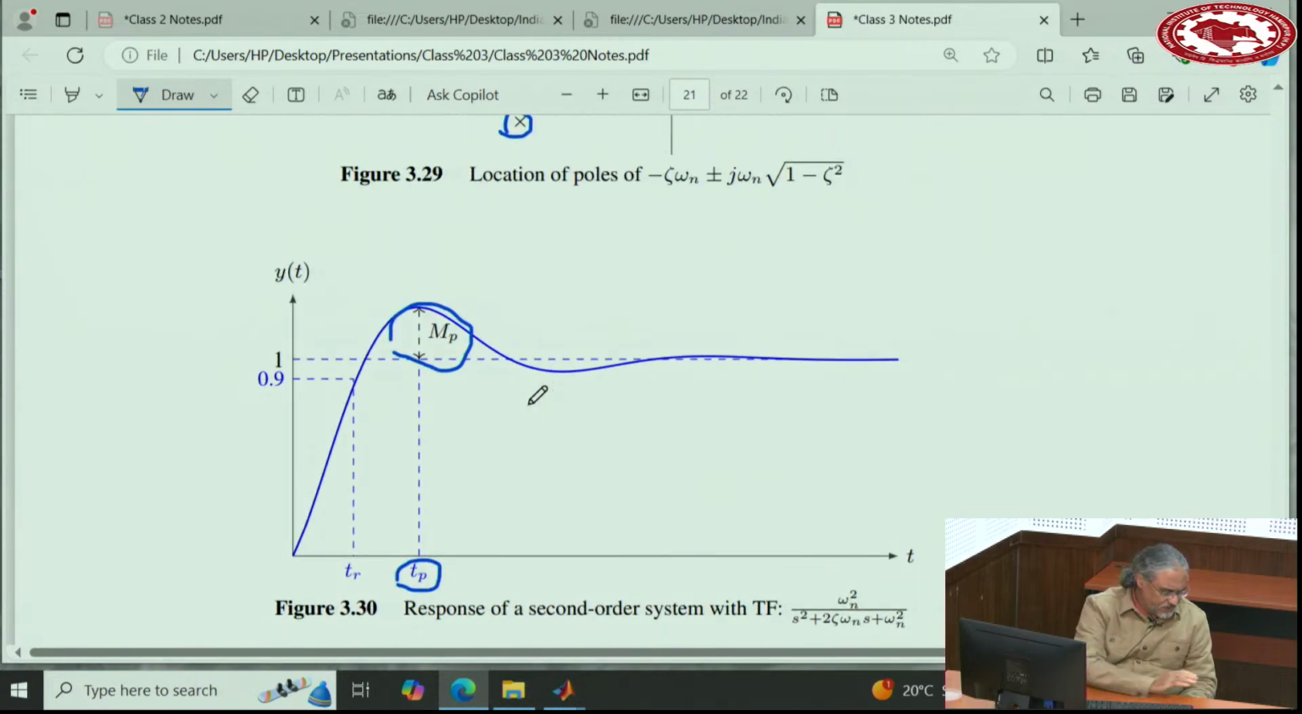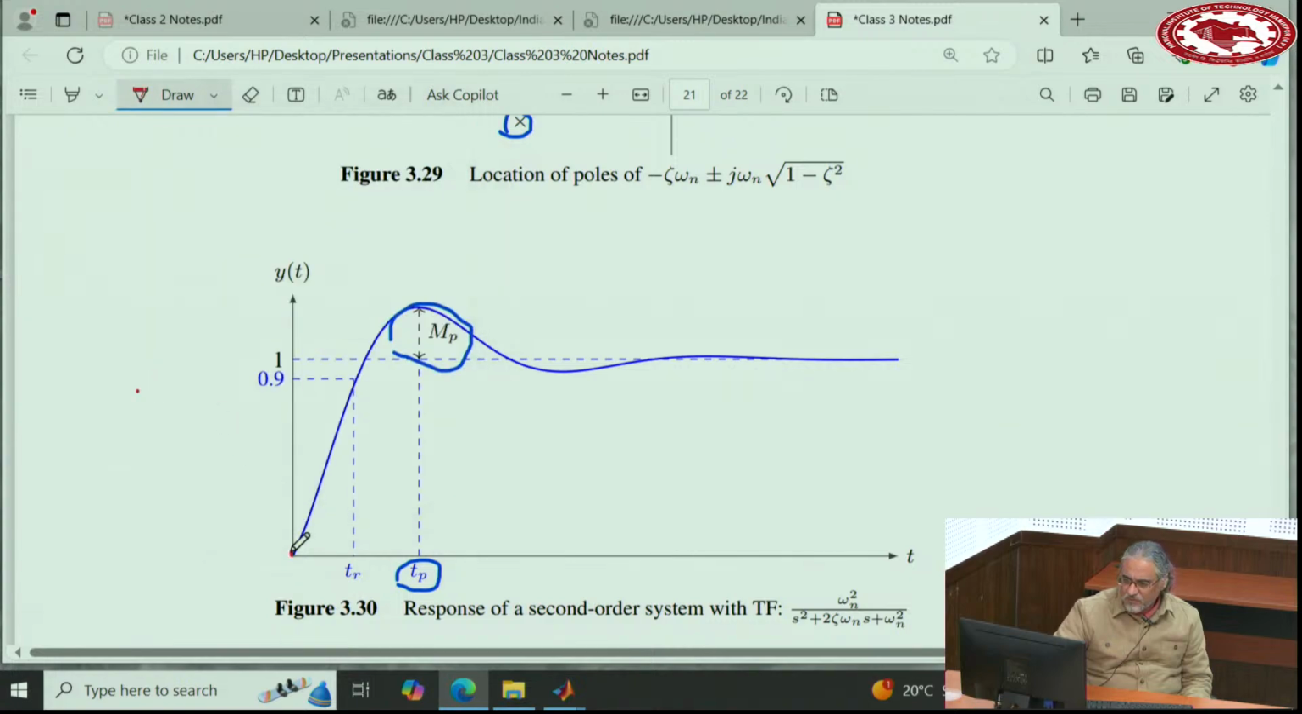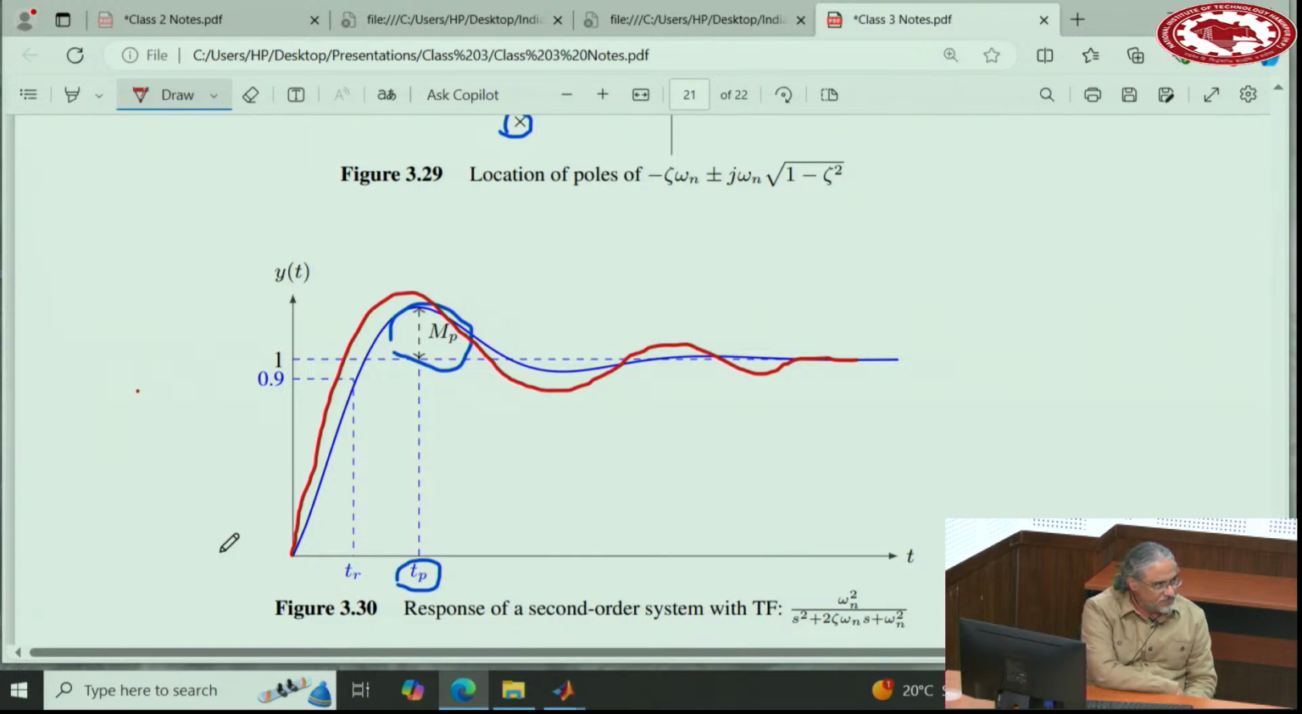Now, one important question about second order systems for you as researchers: if I have this response, let me see if I can draw another response. If I have another response like this, which one of these two is faster? The red one is faster. In what sense? It reaches the peak faster, but it doesn't reach the steady state faster. Yeah, so that's the thing.